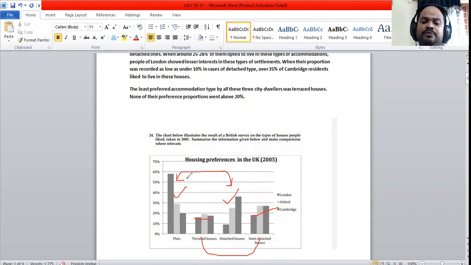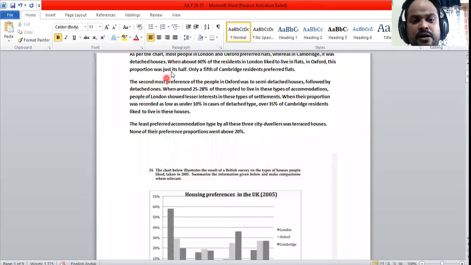So we have seen the housing preferences difference. Overall you can see that, except terraced houses and semi-detached houses, for the other two, flats and detached houses, the fluctuations in the preference pattern are very high. This is what the overview is.